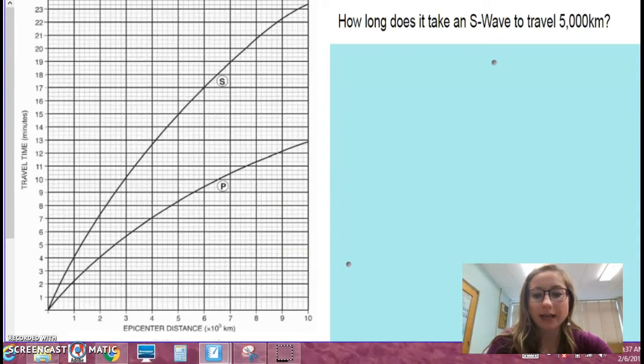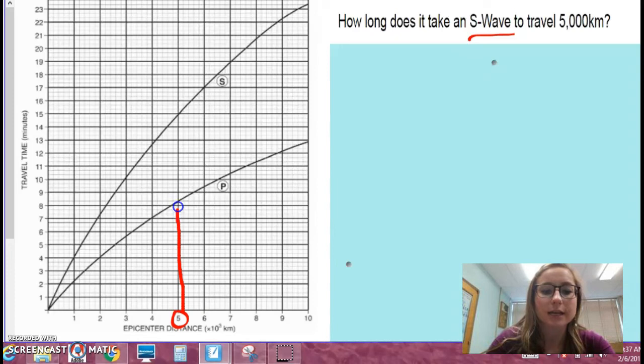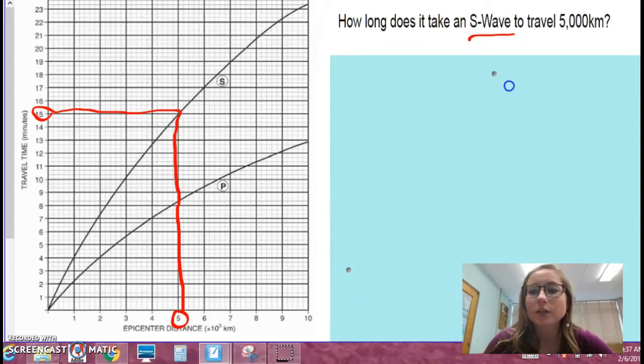So if I look at 5,000 kilometers, then I'm finding that here. And now you have to go up to the S wave. This is a common mistake if you stop at the P wave. You have to continue to the S wave and then go across. So if you got 15 minutes, then you are correct.